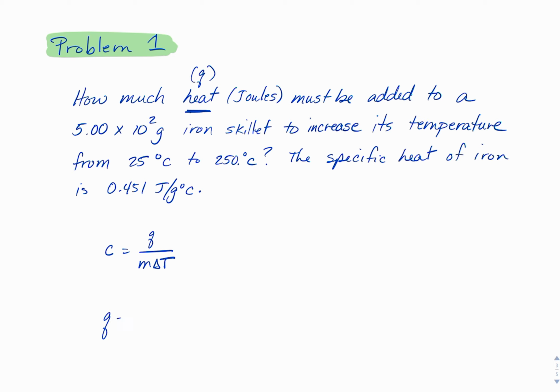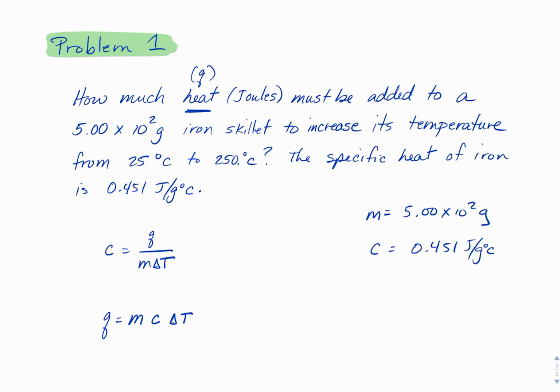So Q will equal all of the other variables on the right-hand side. Typically this is written in the form of mass times specific heat times delta T. So we'll read that as Q equals MC delta T. Do we have M? We're going to write all of our information over here on the right-hand side. Yes, 5.00 times 10 to the 2 grams. Do we have C? Yes, 0.451 joules per gram degree C.